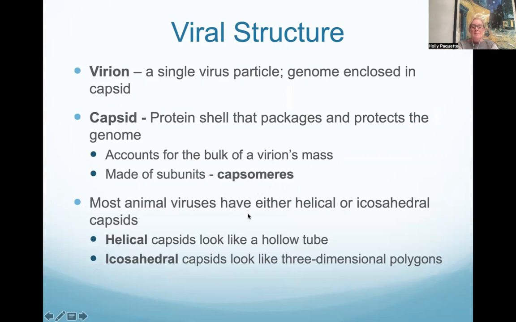It makes up the bulk or the majority of the virion's mass, and it's made up of those subunits called capsomeres. Most animal viruses are one of two shapes. They're either what are called helical, which would look like kind of a tube of a capsid with the genetic information inside, or icosahedral capsids. The capsid sort of looks like a geometrical shape, very much like what I draw as my basic structure. So again, the helical capsids look like the hollow tube. Icosahedral are those three-dimensional polygons.